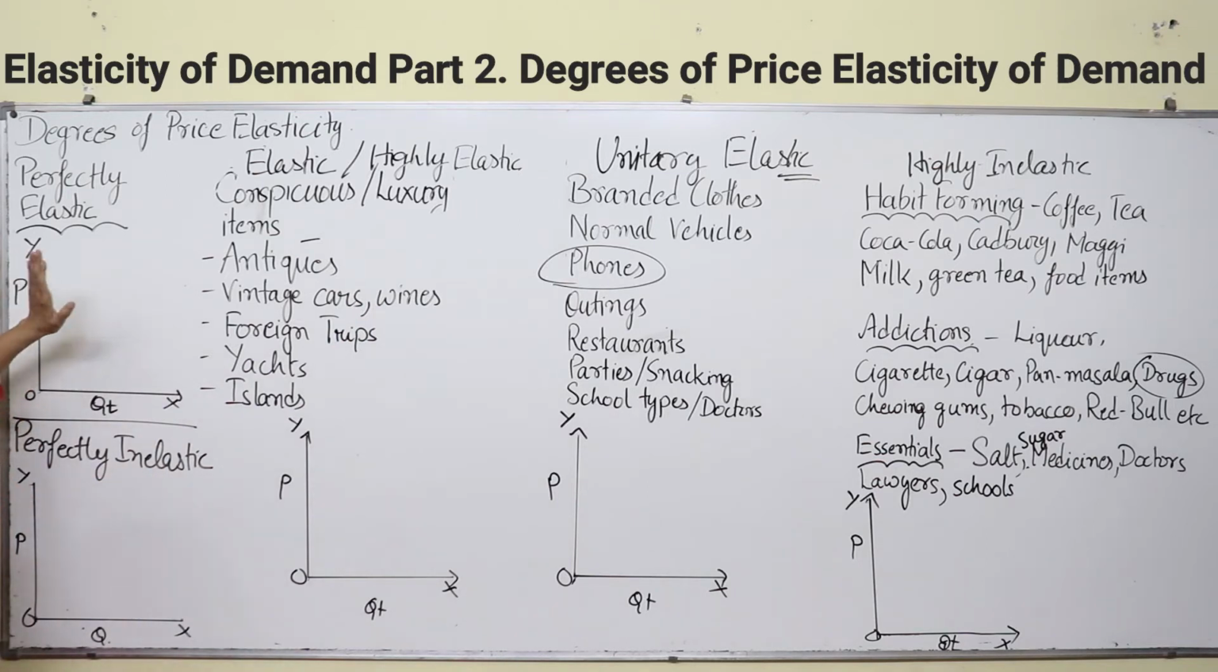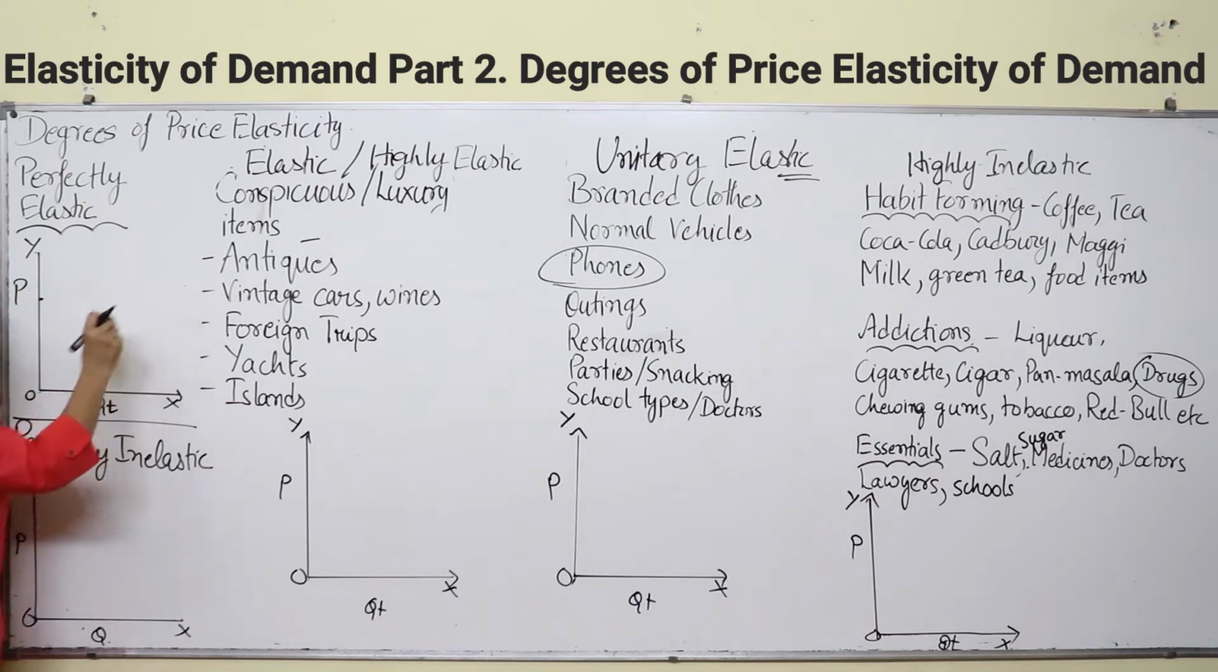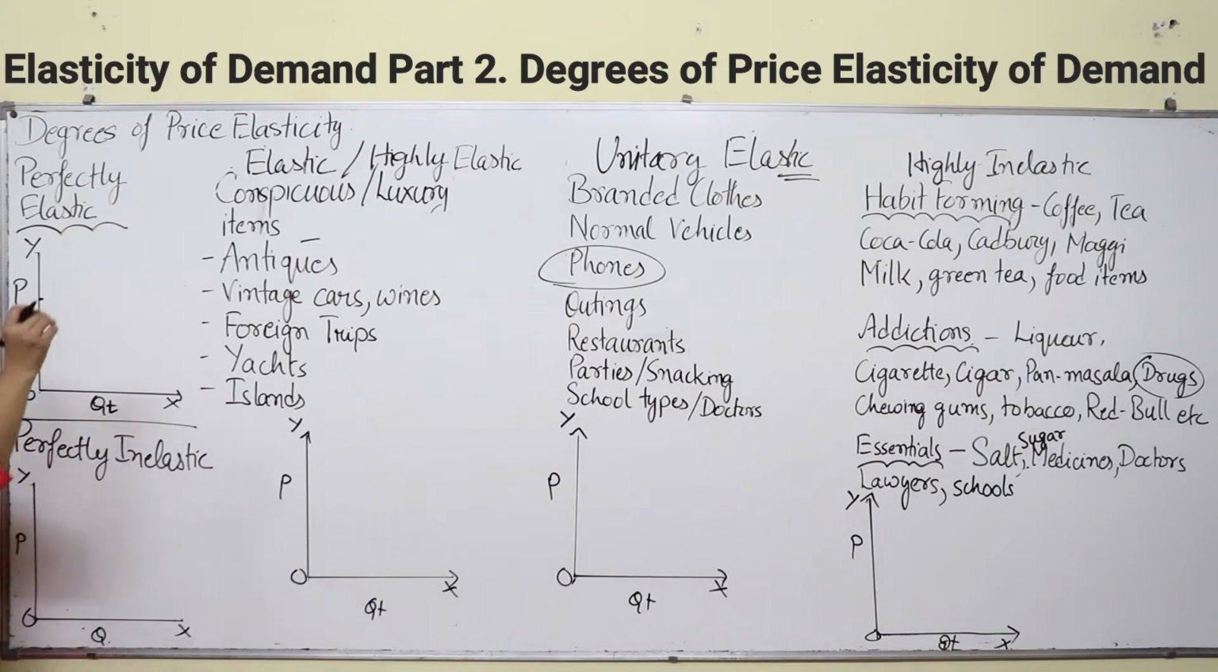So what is the definition of this perfectly elastic? So here is the definition: when there is very minor change, very small change in your price, demand increases to infinity. Take for example, if your price decreases by a very small amount, maybe by a fraction of a percent, then your demand will become infinity. It will increase to infinity. Or when there is very small rise in price, your demand will become zero.